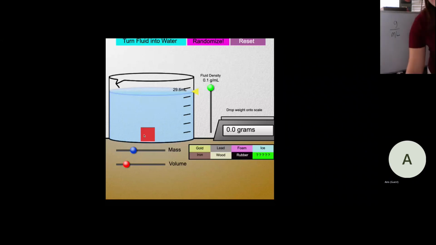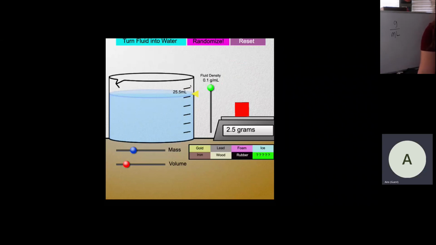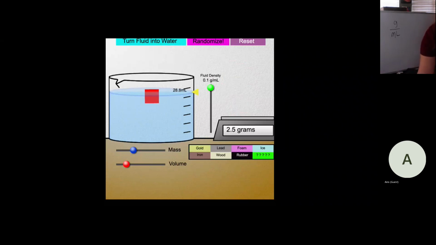If we look, we can measure mass with the scale. Our little substance right here weighs 2.5 grams. That's its mass. And we can use this liquid over here to figure out its volume. If I stick it in here, what's going to happen to the volume measurement on my beaker? It's going to get bigger. So this is how we measure volume by displacement. I'm displacing some amount of water, which tells me how much space my object takes up.